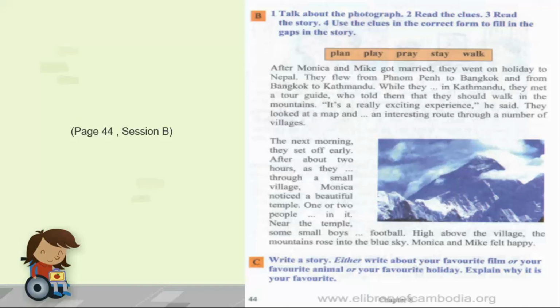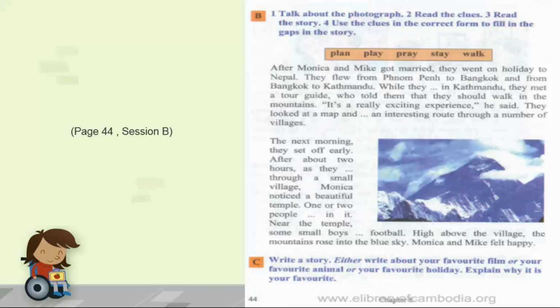So look at the photo first, everyone. Do you know the picture? What can you see in the photo? And where is it, do you think? Yeah, in Nepal. You see the mountains in Nepal, right? Like the Himalayas.